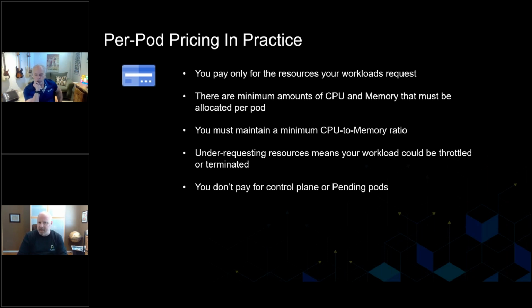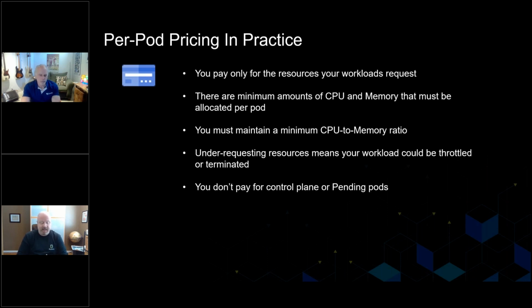And for memory, I believe it's about 512 megabytes as a minimum. You also have to maintain a minimum CPU to memory ratio for your workloads. Okay, so there's a window that you can fall within. You can go from a 1-to-1 ratio of CPU to memory up to, I believe the upper limit is 1 to 6.5 ratio, but just keep in mind, you do have to respect those ratios.